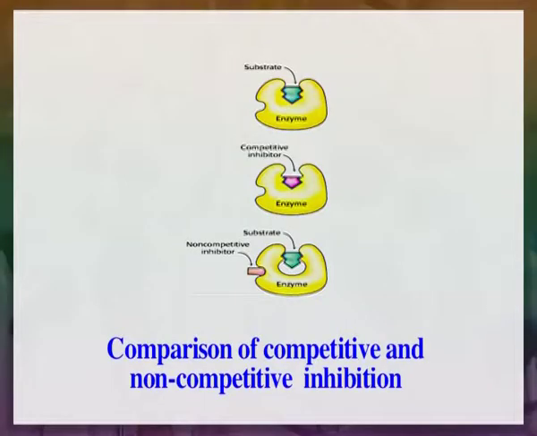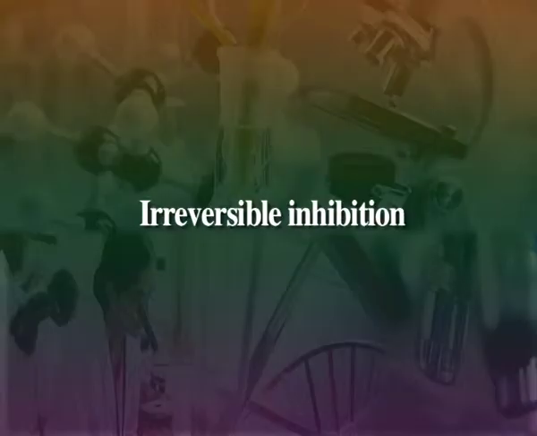Now, you look at non-competitive inhibition. In non-competitive inhibition, what happens is the enzyme binds to the substrate first and forms the enzyme substrate complex, and then the inhibitor binds at a site apart from the active site and therefore slows down the rate of the reaction. Now, we go to the second type of inhibition called the irreversible inhibition.